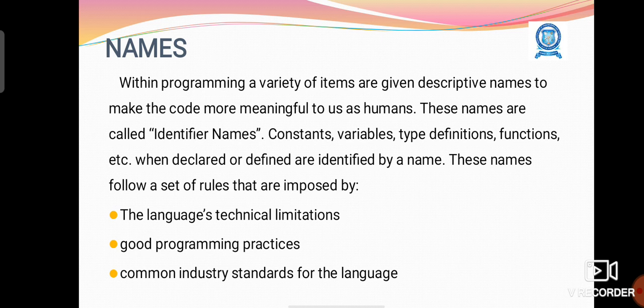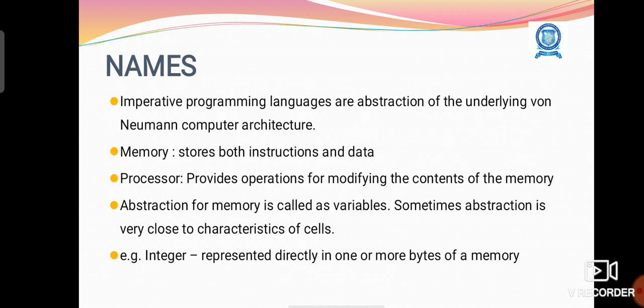Names. Within programming, a variety of items are given descriptive names to make the code more meaningful to the users. These names are called identifier names. Constants, variables, type definitions, functions will be defined and declared with their names. These names follow a set of rules that are imposed by the language, technical limitations, good programming practices, and common industry standards for the language.